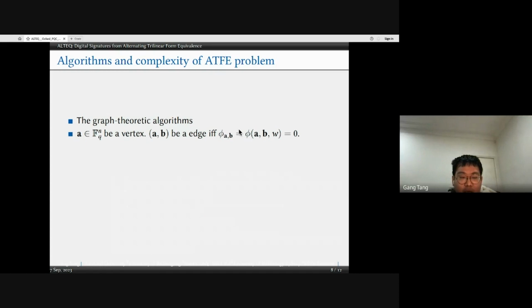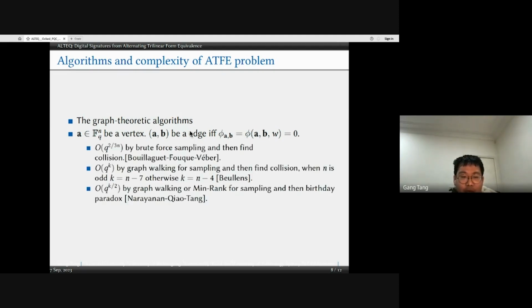The next algorithm is a family of graph theoretic algorithms. We can define a graph associated with an alternating trilinear form. Let A belonging to F_q^n be a vertex of this graph. If we have two vertices, we say A, B is an edge if and only if we instantiate A, B as the first two arguments of phi, like phi(A, B, W), and it evaluates to 0. Then we say A, B is an edge in this graph.